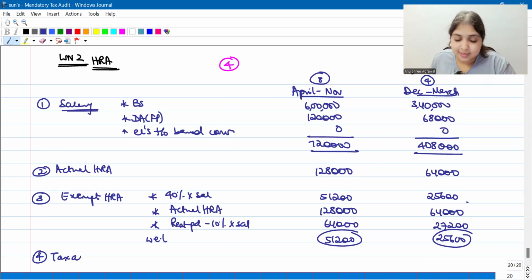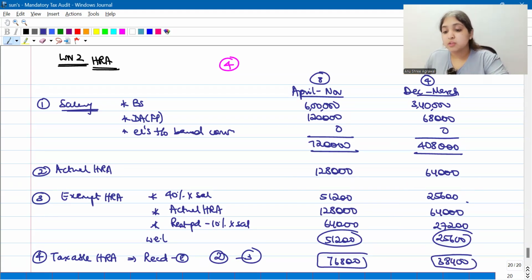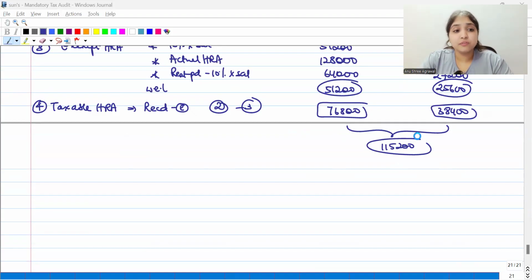What do we need? Taxable HRA. Taxable HRA will be nothing but received minus exempt. Nothing but step 2 minus step 3, guys. Step 2 minus step 3. So received is 1,28,000, out of which 51,200 is exempt. So 76,800 will be taxable here. And here if you see 64,000 is what I received, out of which 25,600 is exempt. So the balance 38,400 is taxable. So if I were to ask you, what's the total taxable HRA? What would you say? Total taxable HRA, 1,15,200.